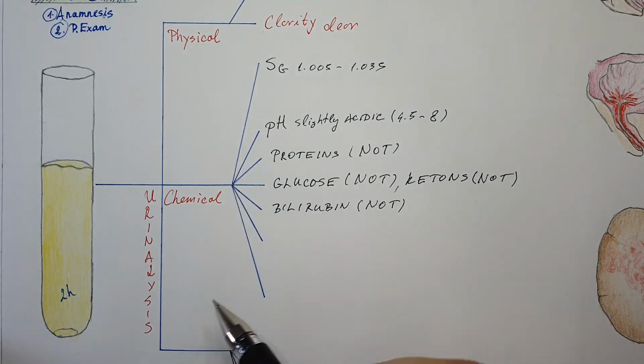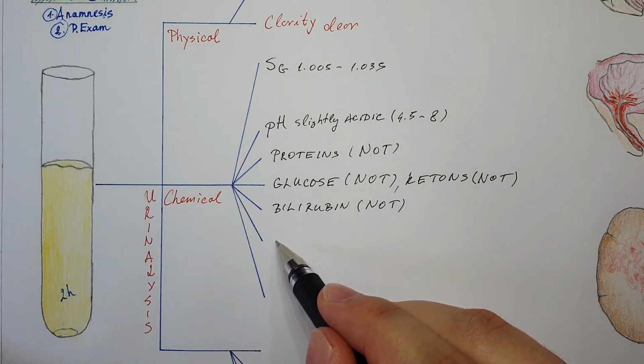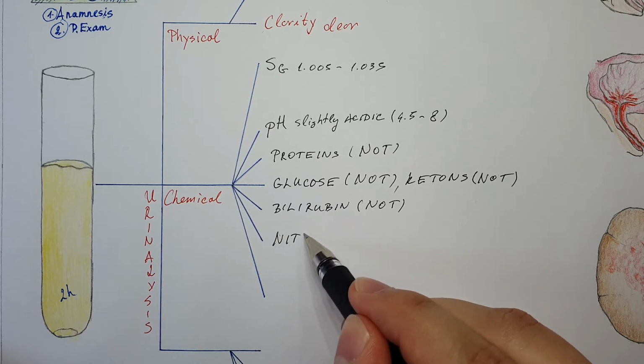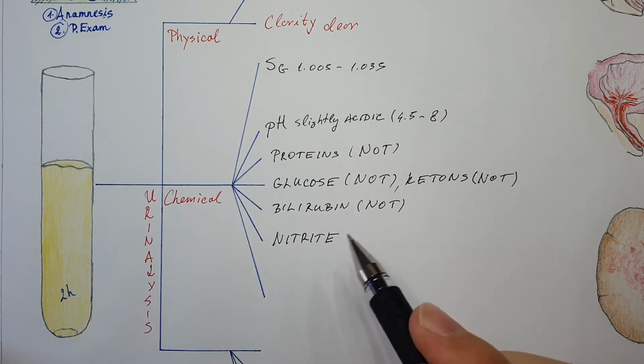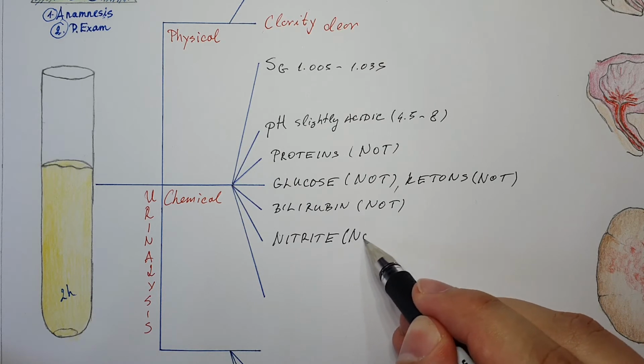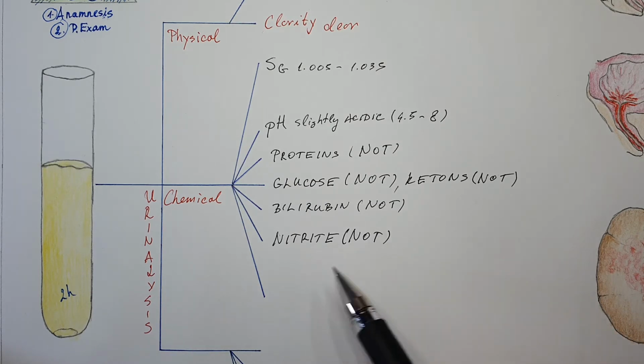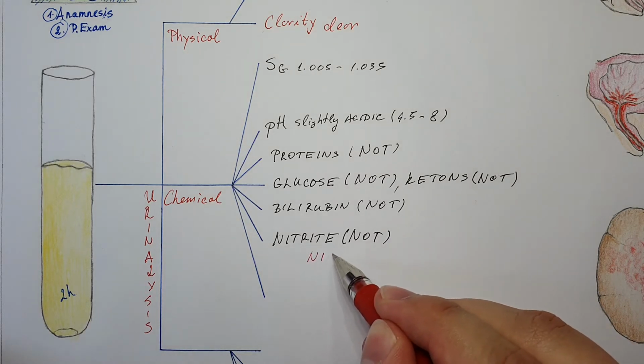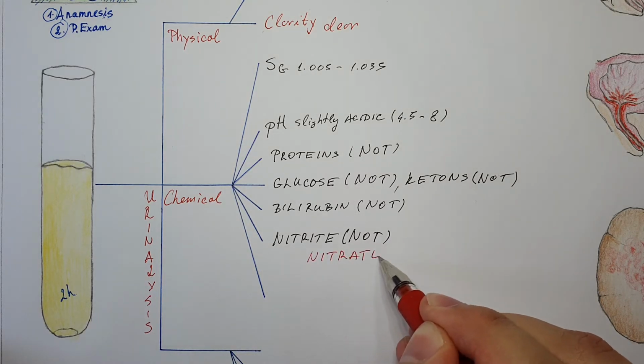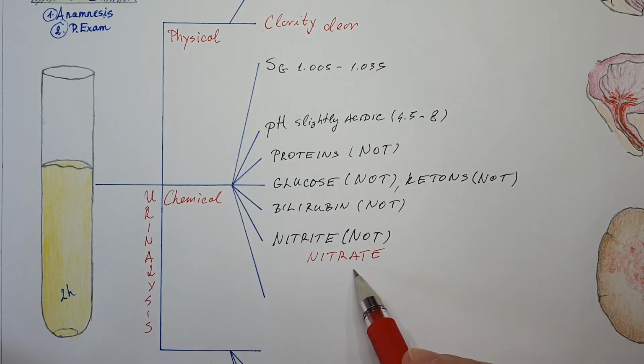Then we have a product called nitrate. In our urine, we have this product called nitrate. So this one is present. And it is normal that we have this molecule present in our urine. So this is present in our urine.